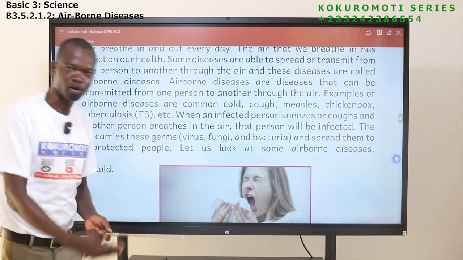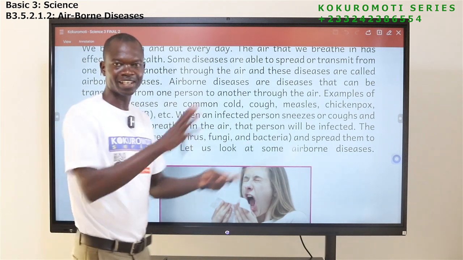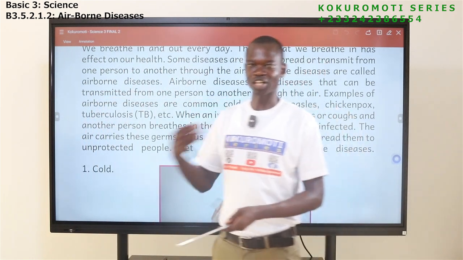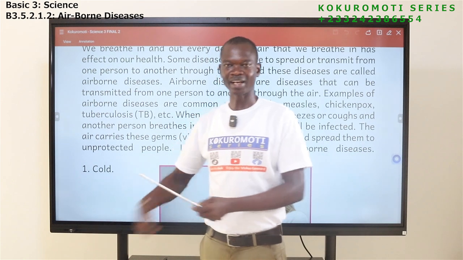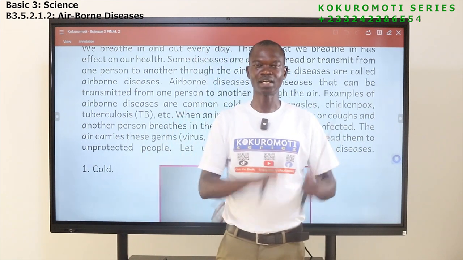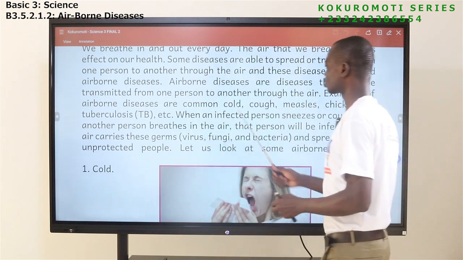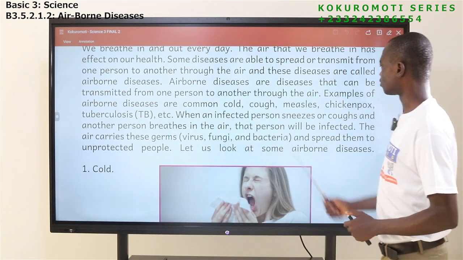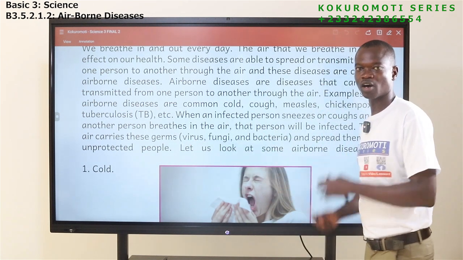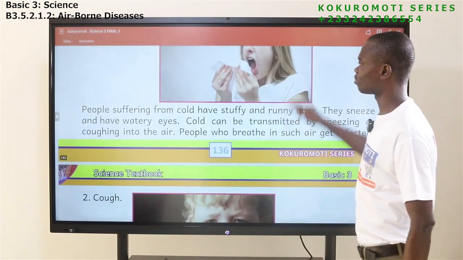Okay. So we mentioned examples of airborne diseases. Some diseases are airborne. Other diseases are not airborne. For example, malaria is not an airborne disease because it cannot be transmitted through air. But there are some diseases that can be transmitted through air, and those diseases are what we call airborne diseases. And we've given examples: common cold, cough, measles, chickenpox, tuberculosis. These are some of the examples of airborne diseases.